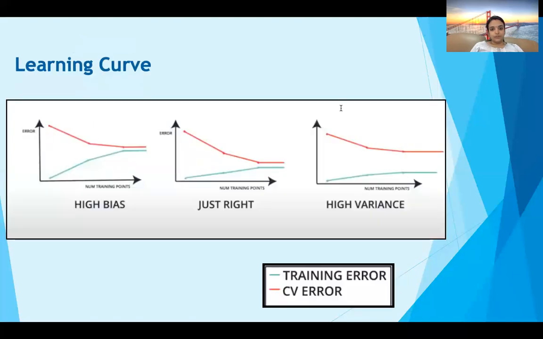So in summary, we have these 3 models: high bias, just right, and high variance. The curves for the high bias model get closer to each other and converge at a high point. In the good model, the curves again come closer to each other but converge at a low point. And in the high variance model, the curves do not come closer to each other. So this is a way to distinguish between these 3 models by using the learning curve.